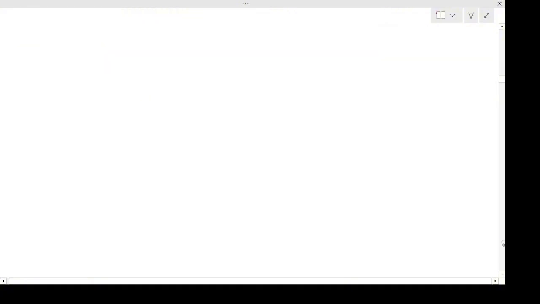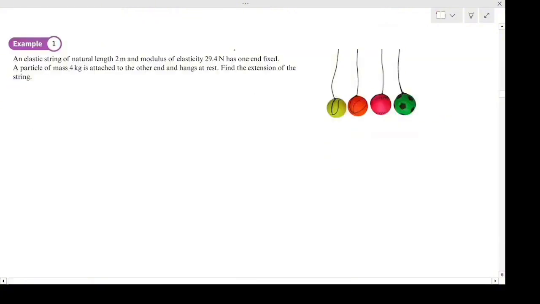Right, let's have a look at another question. Here I'm told an elastic string, one end fixed, a particle of mass 4 is attached to the other end and hangs at rest. Find the extension of the string. Obviously I've added this diagram for a reason, to help visualize the scenario. So what is the scenario? We've got an elastic string, and again, one end is fixed. Let's say it's on a ceiling like this, and it's going to hang down.